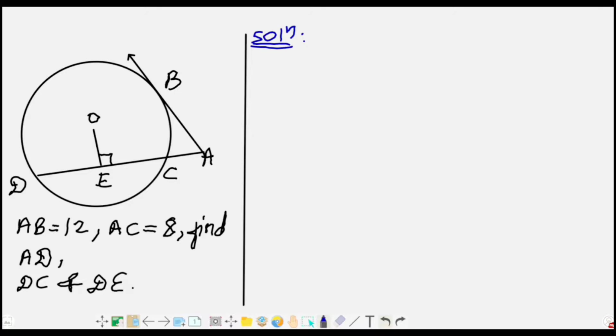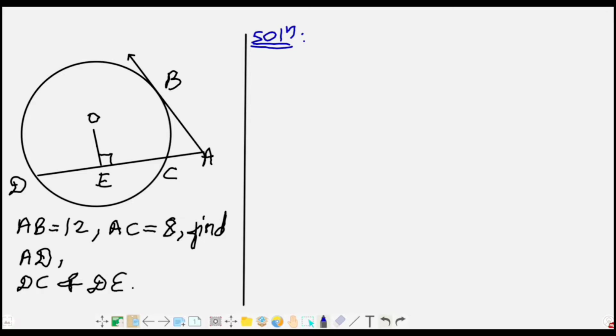Now students, let's solve this sum. AB is tangent to the circle at point B. AD is a secant which intersects the circle at points C and D. OE is given perpendicular to DC. Apart from this, AB is given 12 and AC is given 8. You are asked to find AD, DC and DE.